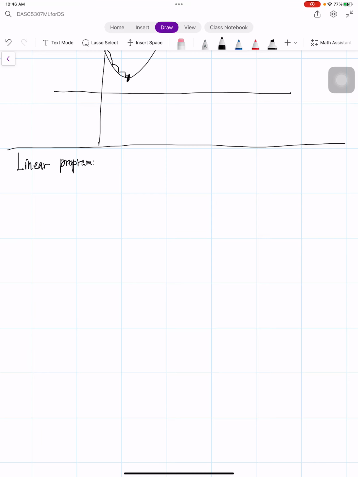In this video, I'm gonna introduce another type of optimization solution, called the linear program. In the linear program, it's kind of a constrained problem. So you solve the minimization with constraints.